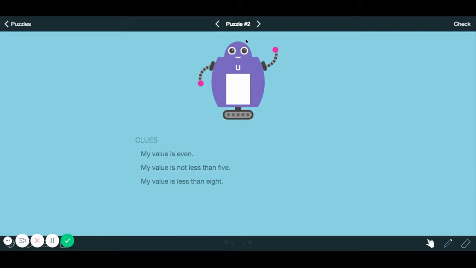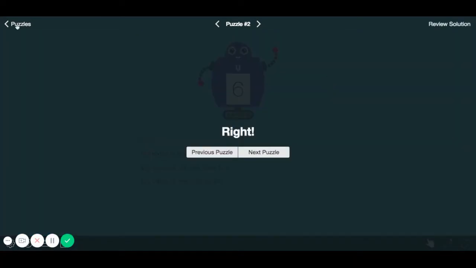And again, the higher the number, the more challenging the puzzle. So this one is, again, fairly easy. My value is even. So again, I would write these down: 2, 4, 6, 8. My value is not less than 5. So it's not less than 5, so 2 and 4 are out. My value is less than 8. So we're only left with one number that would work, and that's 6. And so again, I got it right.